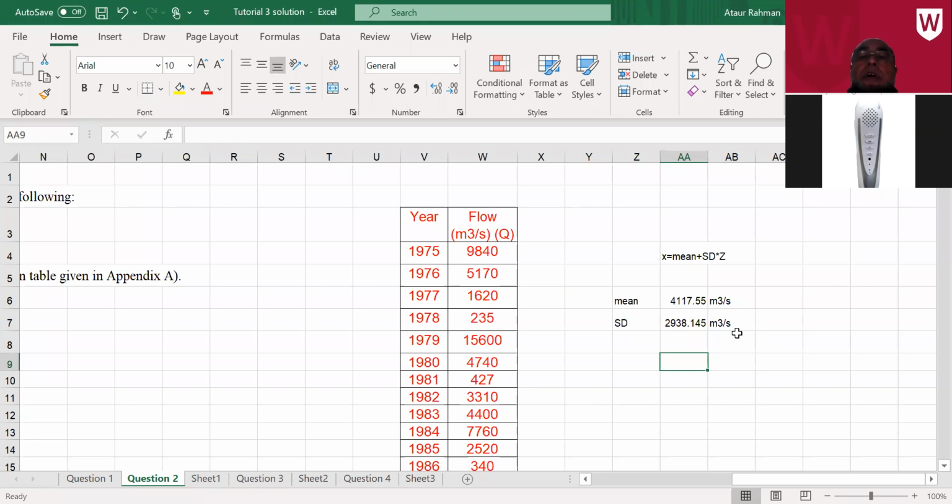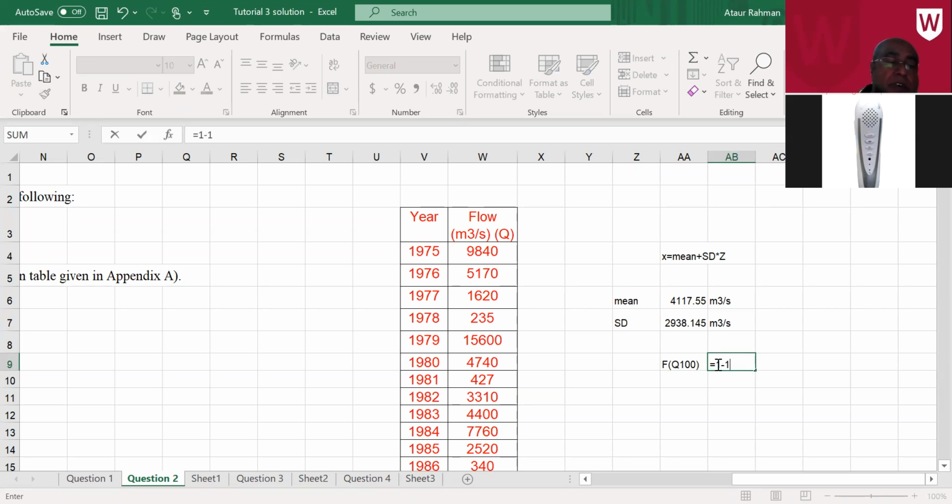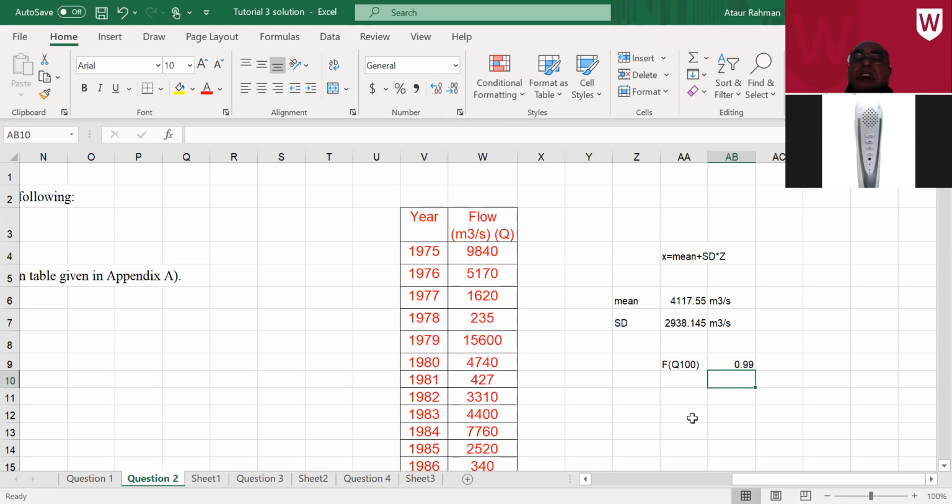Okay, so we found the mean and standard deviation. Now we have to find the Z value. We found that our F value for Q100 was 1 minus 1 over 100. That is our F value. So for this F value, 0.99, we have to find out the Z value. We can find that from the table of the normal distribution.